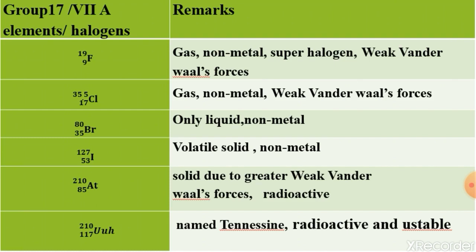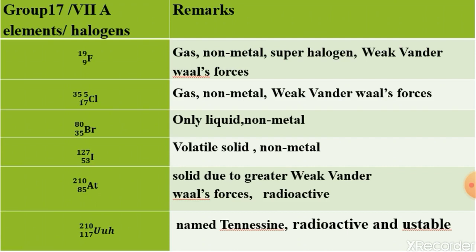Now, dear students, let us focus on fluorine. Fluorine has atomic number 9 and mass number 19. This you have to know. Now about the remark: it is a gas, a non-metal, also known as a superhalogen. Because of its highest reactivity, it behaves as a superhalogen. Then it has weaker van der Waals forces, so that's why fluorine belongs to the gas state.